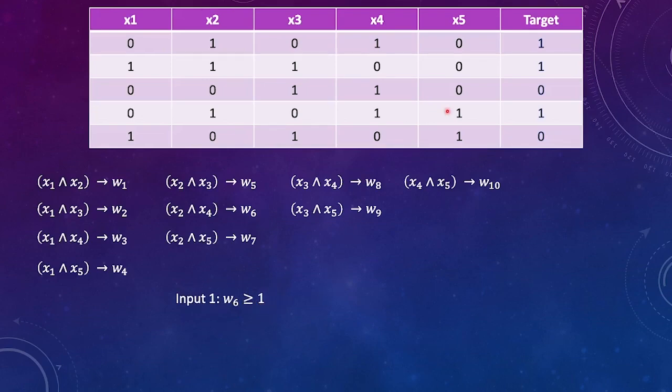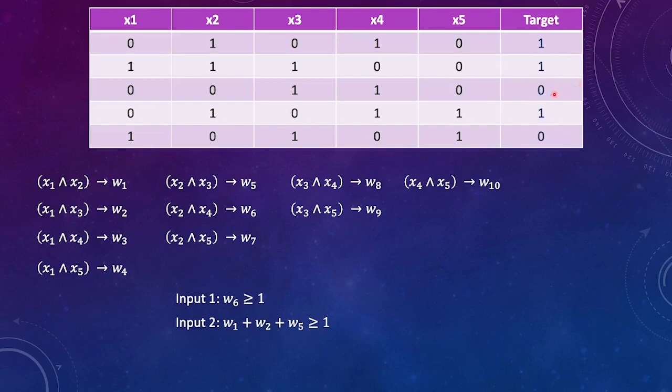So if you look at the other two positive examples, right? So for example, this one. Here we have multiple choices. Either x1 and x2 can be 1, or x1 and x3 can be 1, or x2 and x3 can be 1. Any one of these clauses can be 1, and as long as that happens, we are going to satisfy this, and we are going to classify this example as positive, right? So if we look at it in the form of a constraint, then we can write it as w1 plus w2 plus w5 is greater or equal to 1. So what is w1, which is x1 and x2, w2 is x1 and x3, and w5 is x2 and x3, right? So if any one of these three clauses is there in our Boolean decision rule, then we are safe in terms of this second input, right?